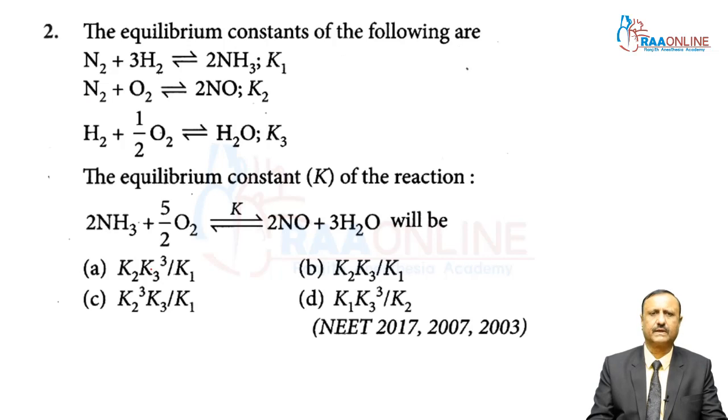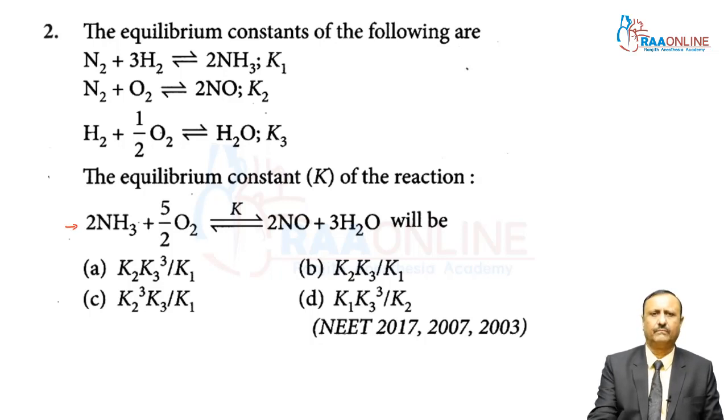Now my dear students, we can go to question number 2. This question was asked in 2003, 2007 and 2017, so my dear students, it's also an important question. The equilibrium constants of the following are given. Here you can see N2 plus H2 giving ammonia, K1; N2 plus O2 giving NO, K2; H2 plus half O2 giving H2O, K3. Now my dear students, they give this target equation, and we have to find the K.